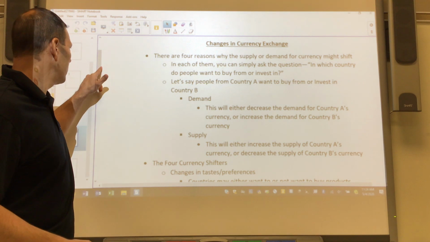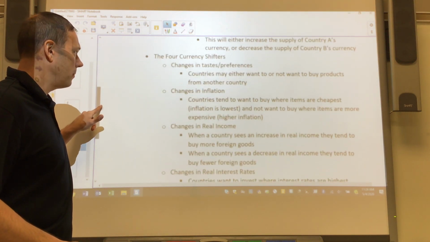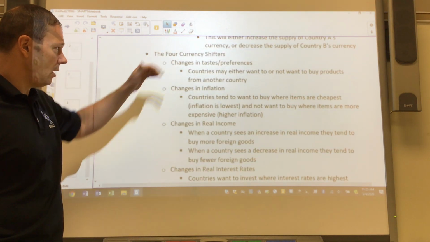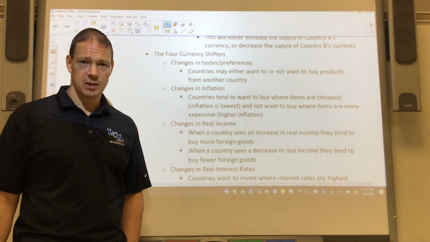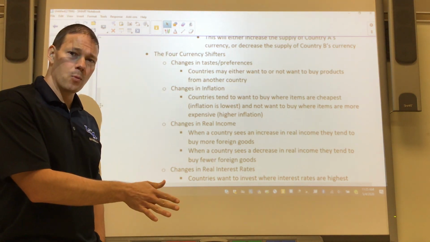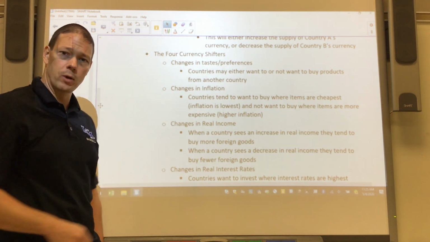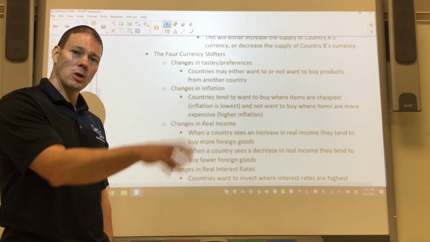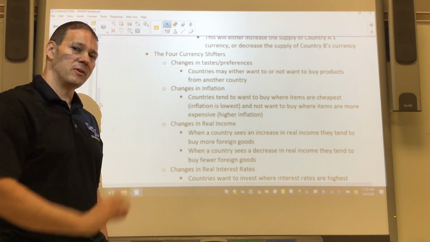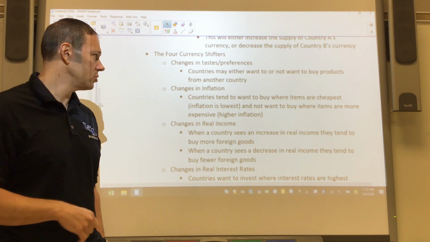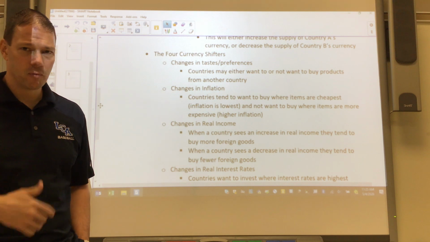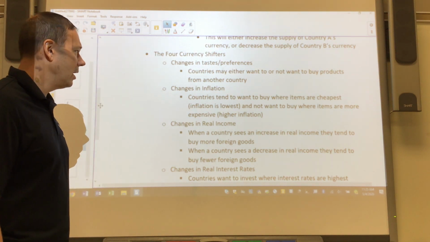So what are the 4 things that would cause either supply or demand to shift? Pretty simple. Changes in tastes or preferences. Sometimes we want to buy more things from other countries. Sometimes we don't want to buy things from other countries, and that would change accordingly, like we said up there. Country A wants to buy things from country B, so that's their change in taste or preference. Country B does not want to buy from country A, so that's pretty simple.